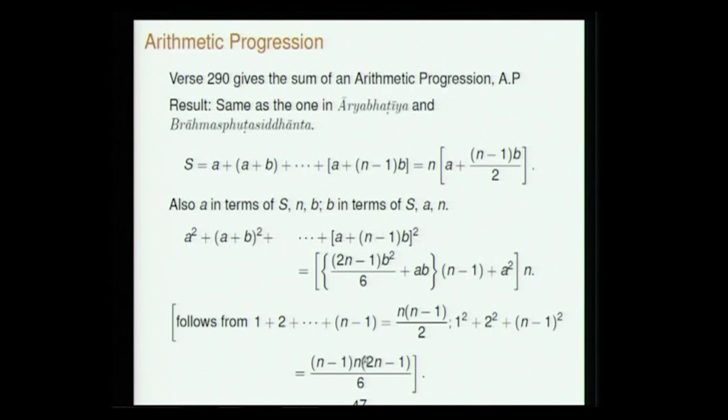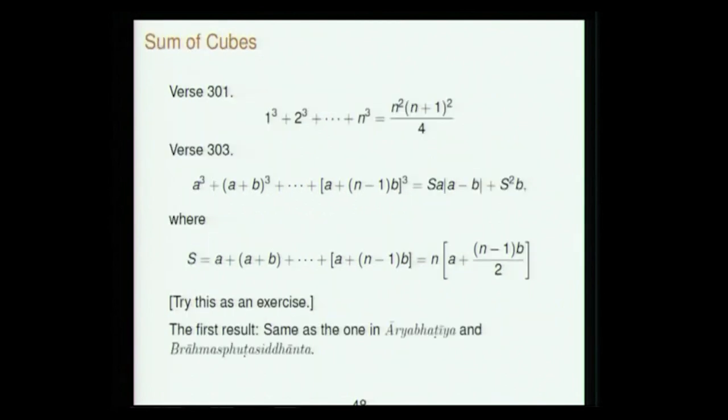You can see that one has to use these things, sum of the first n integers, sum of the squares of the first n integers, then you get the result. And cube also, this already was done by Aryabhatta, Brahmagupta, a cube plus a plus b whole cubed, etcetera. So you take an arithmetic series, then take the cube of each of them, the sum of that will be equal to this. You can check that, I think you should try this as an exercise.